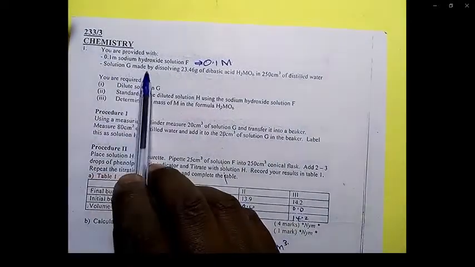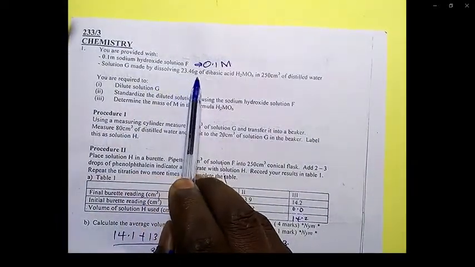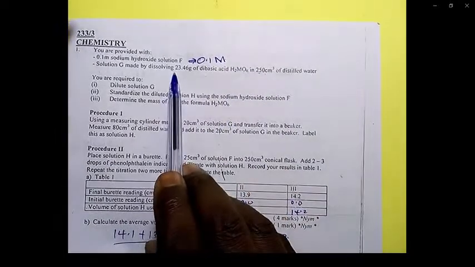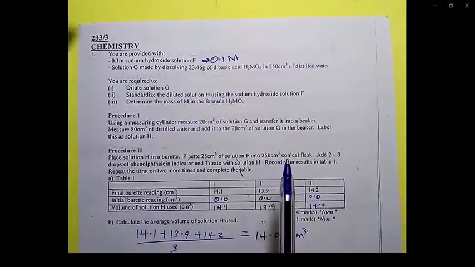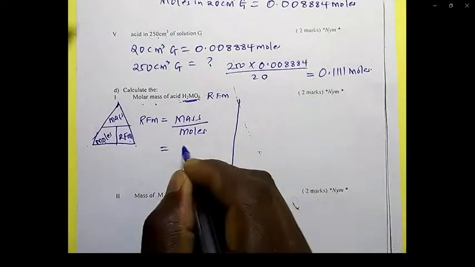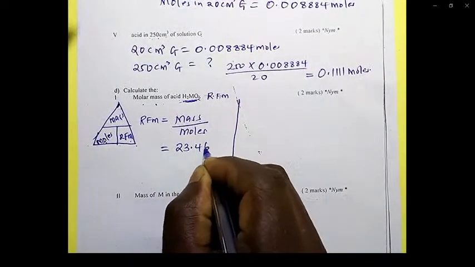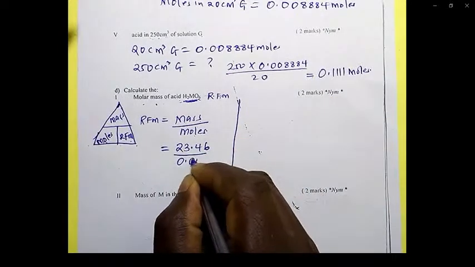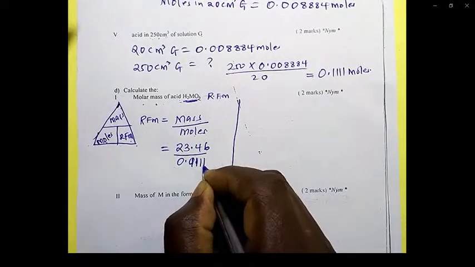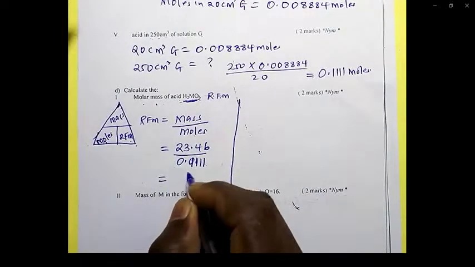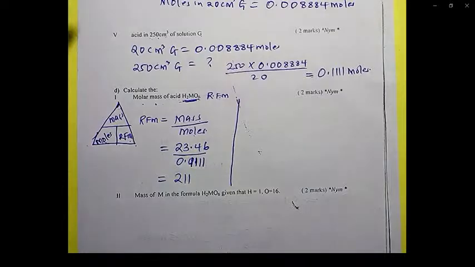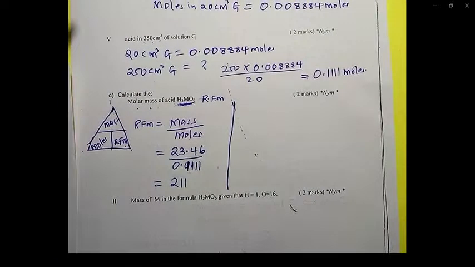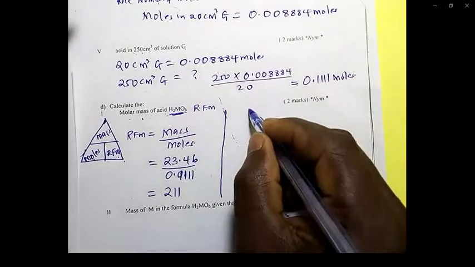The mass are here. In solution G was dissolved 23.46 grams. I have the mass in 250. That one I will do directly. Therefore, 23.46 divided by the number of moles, which is 0.111. This one will give you 211 grams. That is the RFM straight away. But we can also do it in a different way. Let me approach it using this triangle.